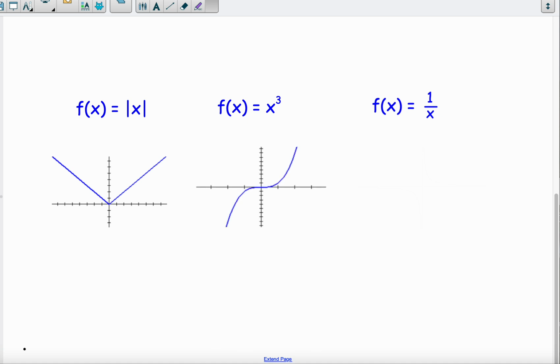y equals x cubed shows up once in a while. Looks like that. The domain and range are both all real numbers, or negative infinity to infinity. And then the last graph, we'll talk more about rational functions later on in the course, but you should know what 1 over x looks like. It's got a vertical asymptote at x equals 0, which is the y-axis, and it has a horizontal asymptote at y equals 0, which is the x-axis. So the domain is all real numbers except 0, and the range is also all real numbers except 0. So you should be familiar with these 6 functions right off the bat.